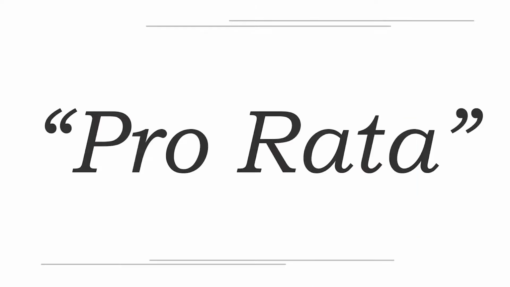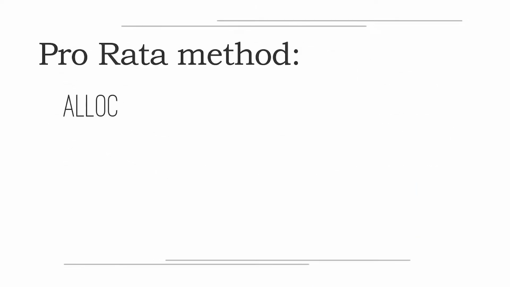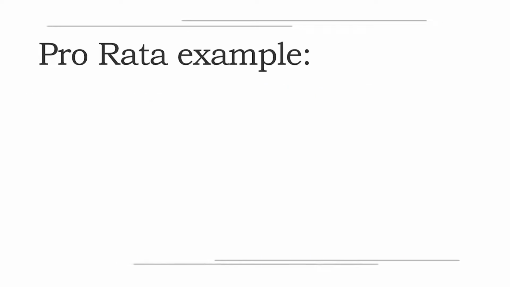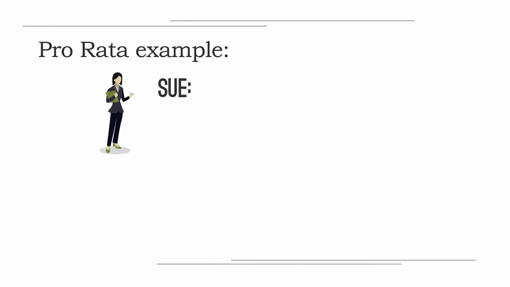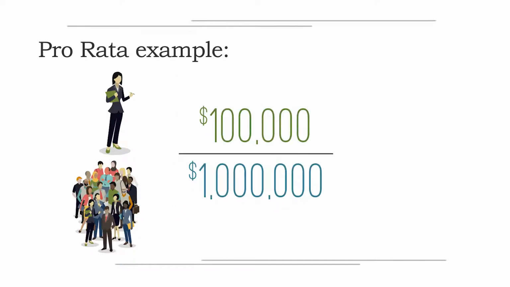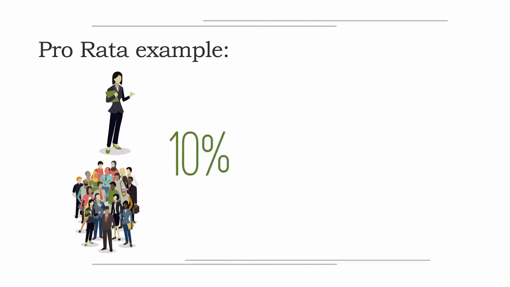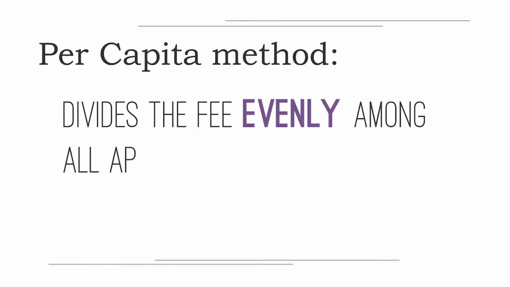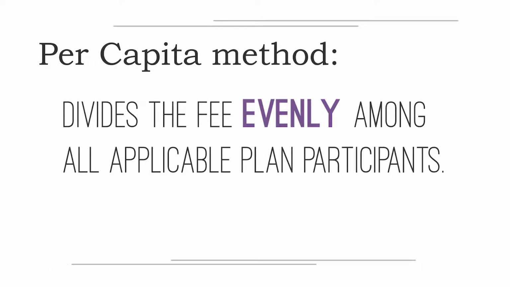A pro rata method, also called a proportionate method, allocates the fee based on the percentage each participant should share based on their account balance. A simple example of this pro rata method is Sue's account balance is $100,000. The plan's total balance is $1 million. Since Sue's account balance is 10% of the total, her proportionate, or pro rata, share of a $500 fee would be $50.